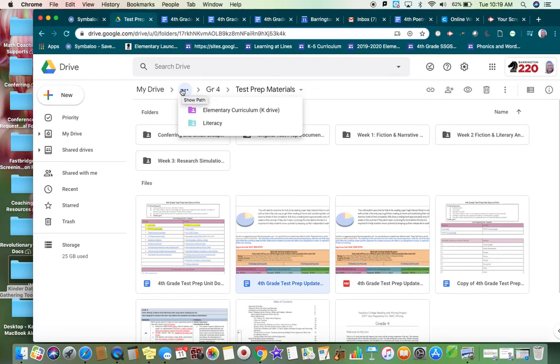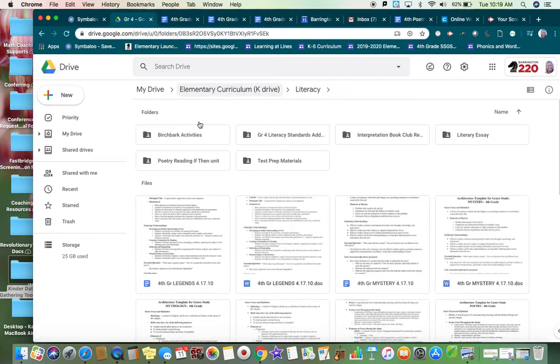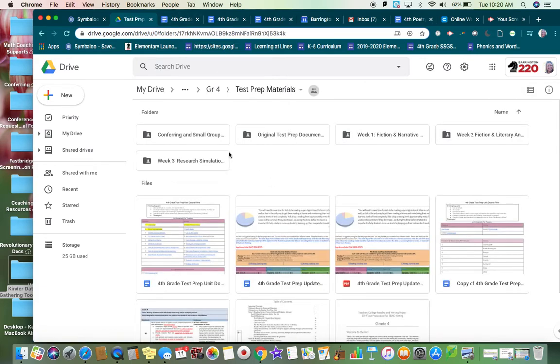They will be linked into the map this week, but you would just go to the elementary curriculum drive under literacy. Within grade 4, there'll be a folder for test prep materials found right here. So once you're in there, you would just click on test prep materials. You'll notice there's 3 weeks, so each of the resources for each week are right there.